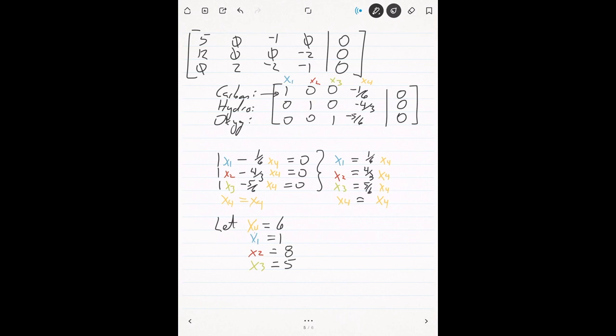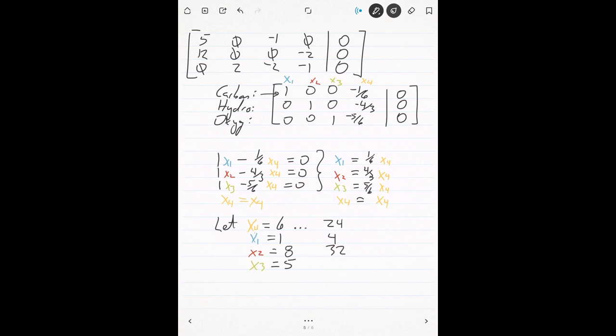So I've now figured out essentially what the most basic combination of compounds could be. But that's when x4 is a 6. We could have had it be anything else. Pick something like 24. What if you said, I got 24 of these compounds together? Well, x1 would then be, let's see, what's 1/6 of 24? That's 4. And then 24 times 4/3, that would be 32.